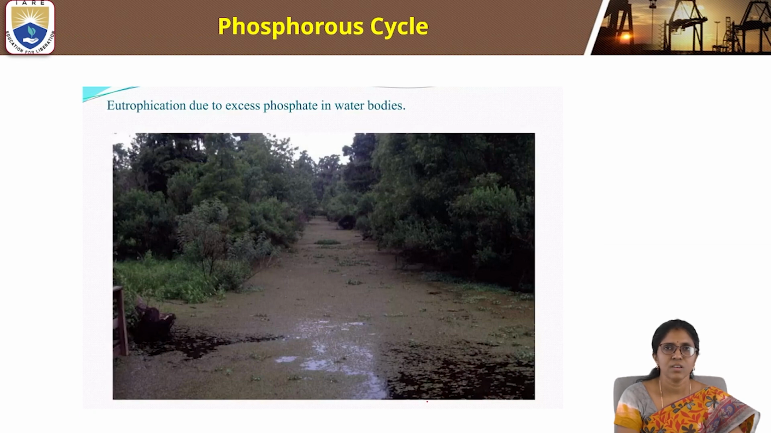So this is eutrophication. This is the image. This is the eutrophication due to excess phosphate in water. So here much algae is forming.